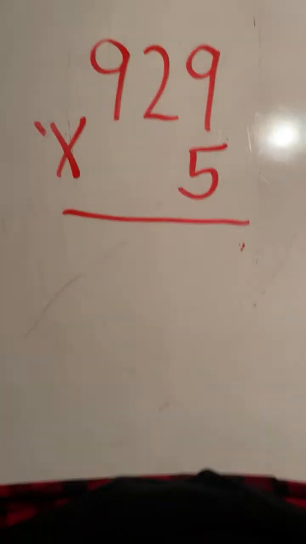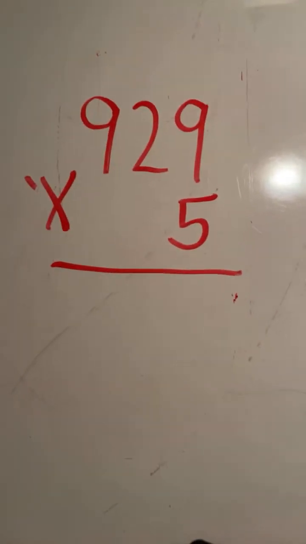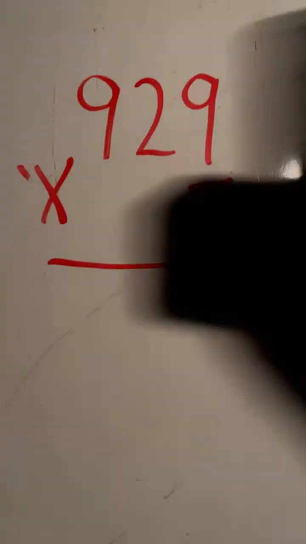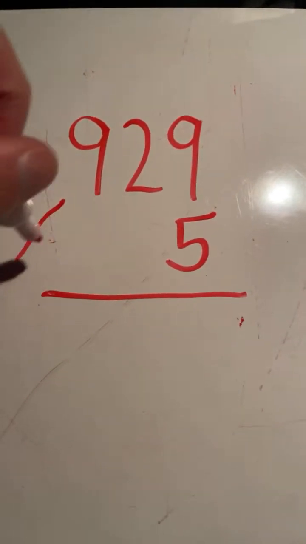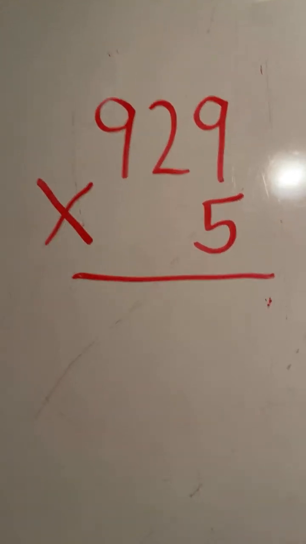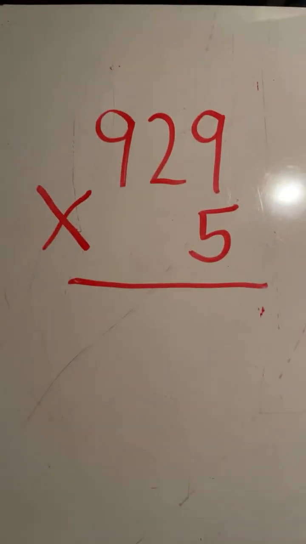Alright, next example. We are in the 900s now. 929 times 5. Let me make the X, the multiplication sign, look a little smoother. There we go. Alright, 9 times 5 equals 45.